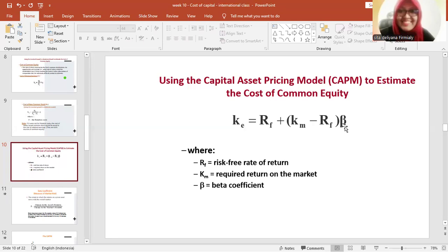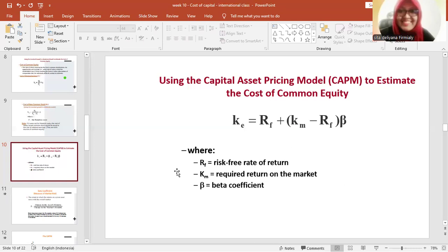Beta represents the systematic risk of the company. If we have a beta with a positive value, that means the movement of the company itself will move similarly with the market. You can see right here, let's just say the beta is 1.5. That means that if the market increases, the movement of the company is also going to increase 1.5 times.